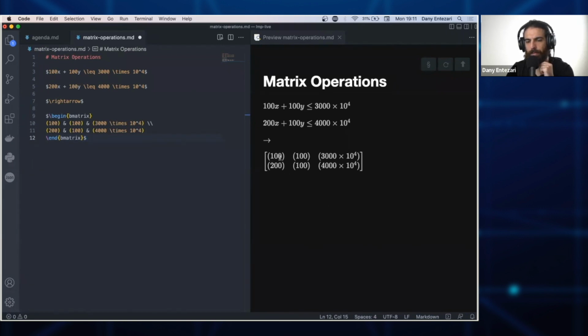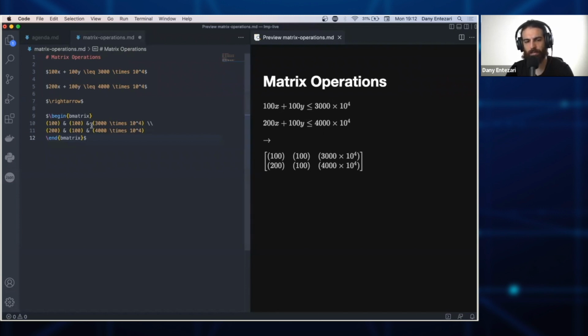And the reason I put these parentheses is so that you know that this is one number. This is one number. Okay. Now this is called an augmented matrix. It's called augmented because this matrix is actually the union of two: the matrix for what's on the left side of the inequalities, and what's on the right side of the inequalities.